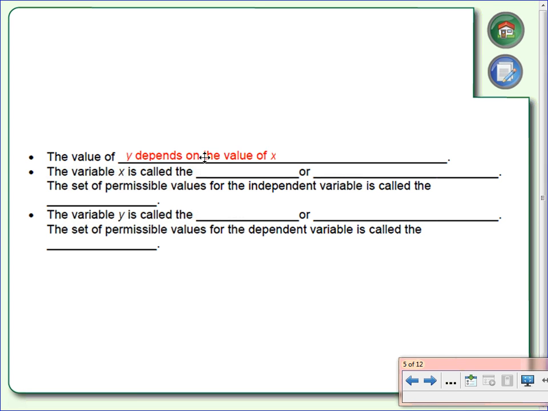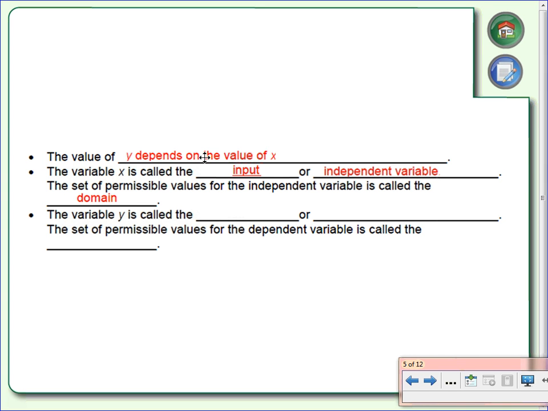It goes on to say that the variable x is called the, we just saw this a second ago, it's called either the input or the independent variable. The set of permissible values for the independent variable is called the domain. We saw that word yesterday. Domain. So all this stuff is referring to the x's. The word input refers to the x's. Independent refers to the x's. The word domain refers to the x's. So these three words all pertain to the x's.